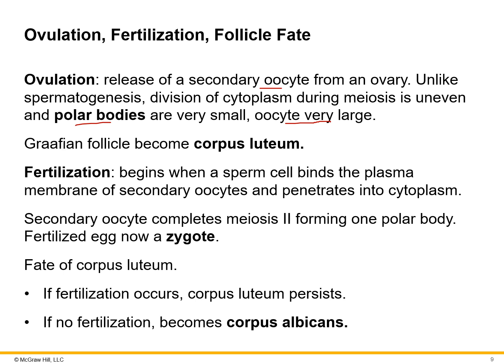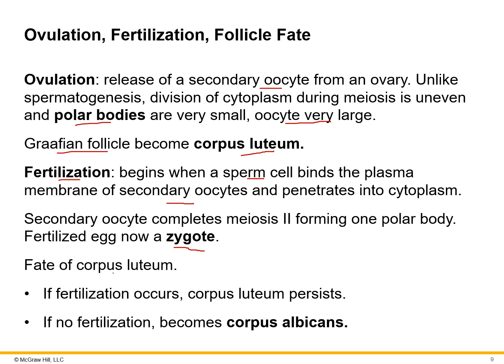Now back to the follicles, that Graafian follicle, that's going to become what's called the corpus luteum. And during fertilization, of course, that's whenever the sperm joins with that secondary oocyte and can penetrate into the cytoplasm. So the haploid oocyte from the female joins with the haploid sperm, and now we are back to that diploid state. And after fertilization, we have that zygote.